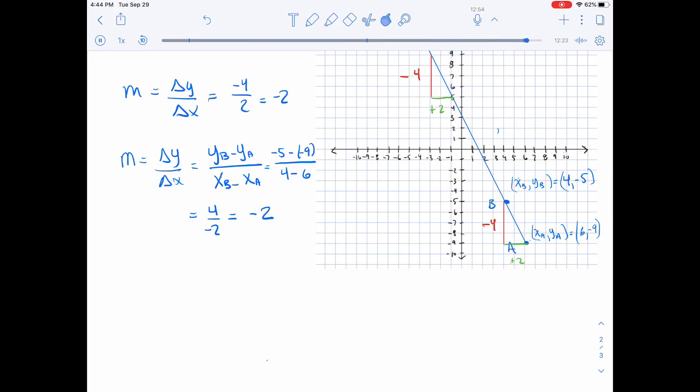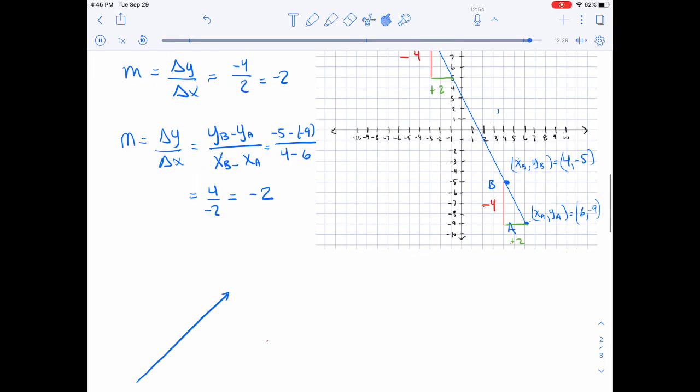In summation, the graph of a line inclining from left to right, in other words, going uphill from left to right, is said to have a positive slope. And a line declining from left to right, in other words, going downhill from left to right, is said to have a negative slope.